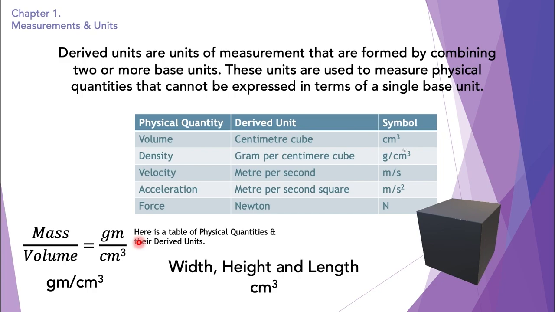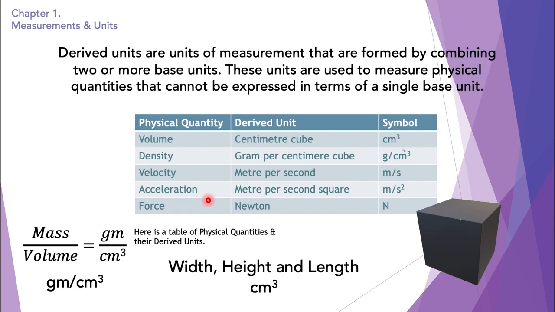So basically what I'm doing is dividing grams by centimeter cube, and so I get a derived unit which is gram per centimeter cube. So this was density. Then we have velocity, which has a derived unit meter per second. Now this derived unit is made up of base units only, two base units. One is meter and the other is second. One is the base unit of time and the other is the base unit of length.